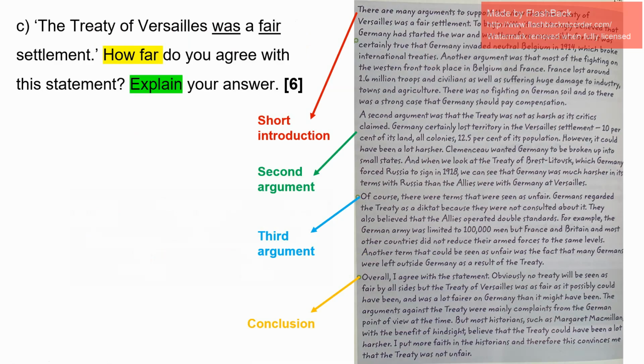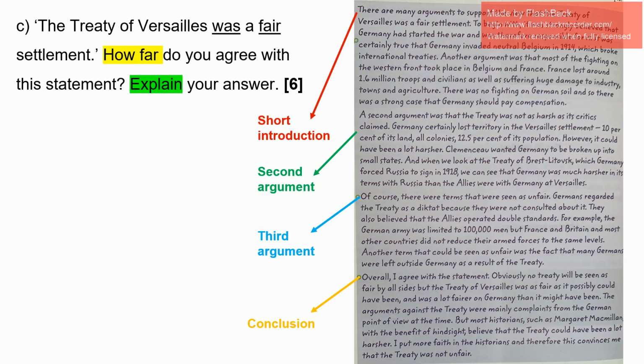So, the Treaty of Versailles was a fair settlement. That's the statement. You're usually given a statement, and then you're asked a question: How far do you agree with the statement? Explain your answer. If you don't explain, again, you have no answer.